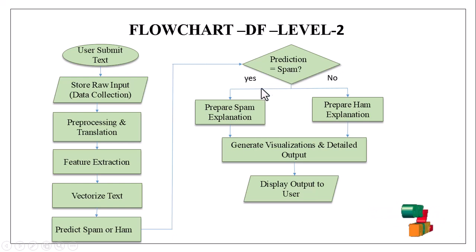If the message is spam, we follow this path, prepare the spam explanation. If the text is ham, prepare the ham explanation. We create a specific explanation for the user. Both paths then merge back together. Then we take the explanation and generate a visual and detailed output. This could be a chart highlighting keywords, and we display the output to the user on their screen.